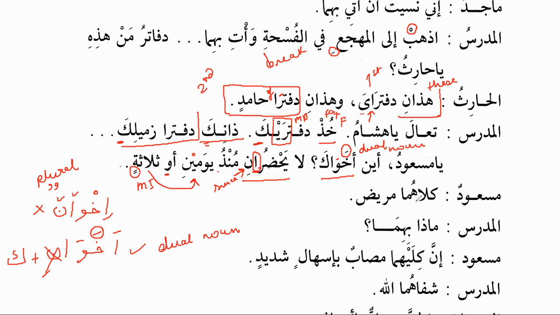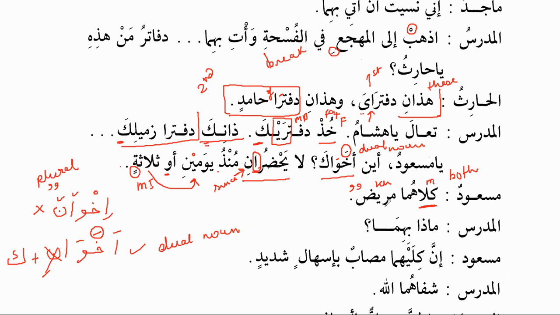Mas'ud says, kilahuma. Now, this word kila is used or literally can translate to both. Kilahuma, both of them, maridun. Both of them maridun, and this is a noun actually, and it takes the place of the mubtada, and maridun is khabar. That's why kilahuma maridun. So the teacher says, Maza bihima, what happened to them? B, due to this harf jar, the ha of the damir is changing its haraka.